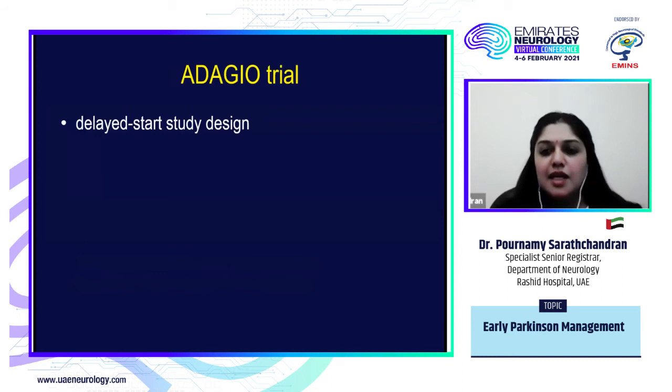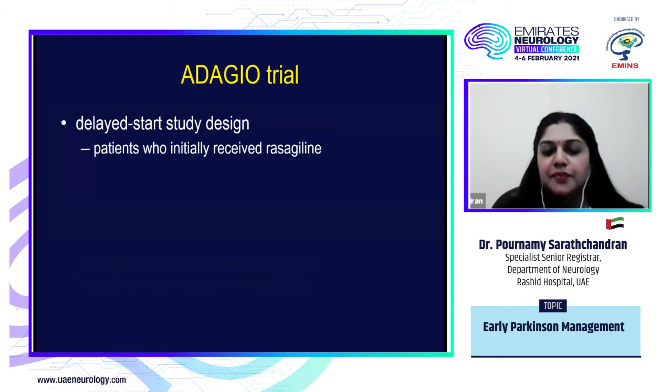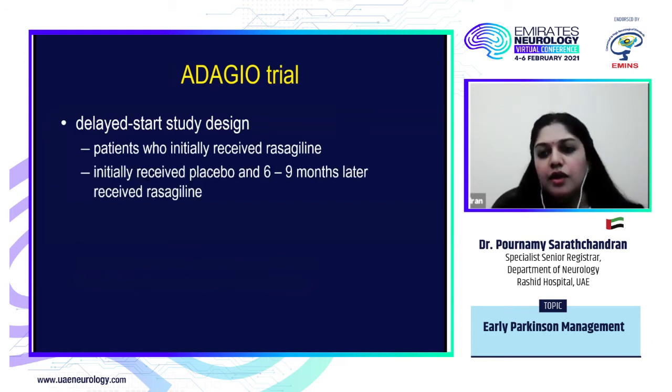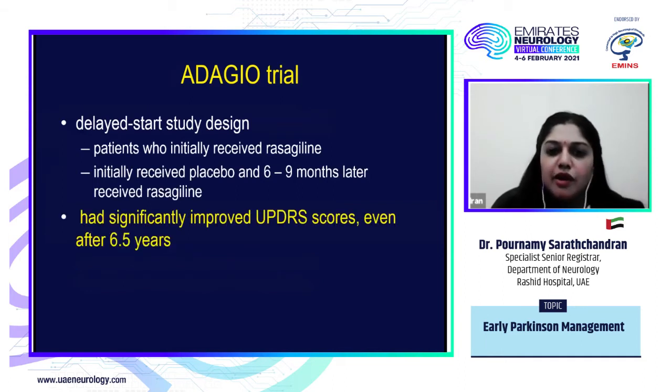In one of the classical trials, the ADAGIO trial, which was a delayed start study design, patients were made to receive rasagiline early in the disease or rasagiline 6 to 9 months later. And the researchers found that patients who were initiated on rasagiline early in Parkinson's disease had a significantly improved UPDRS score even after around 6 years. So there were questions whether it has a neuroprotective role, but further studies did not confirm the effect as a neuroprotective agent.